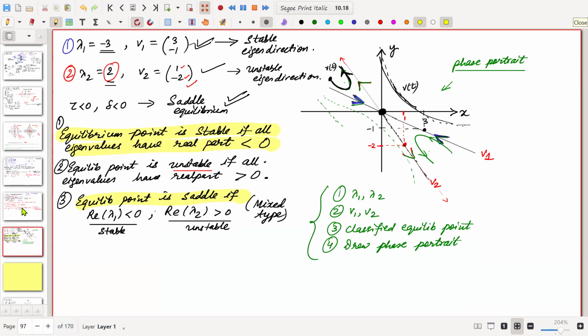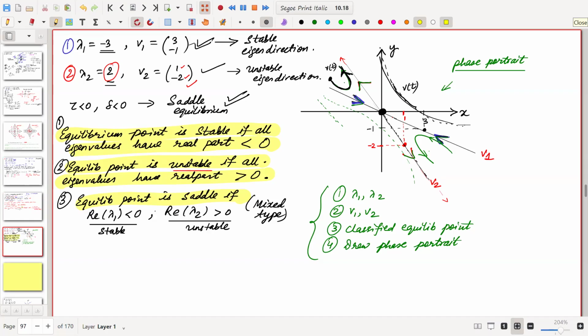Now, how will you know the equilibrium point is stable? You compute the Jacobian matrix, and from the Jacobian matrix you get the eigenvalues. If all eigenvalues have real part less than 0, then the equilibrium point is stable. Else it is not stable, right? Then it is unstable if all eigenvalues have real part greater than 0.